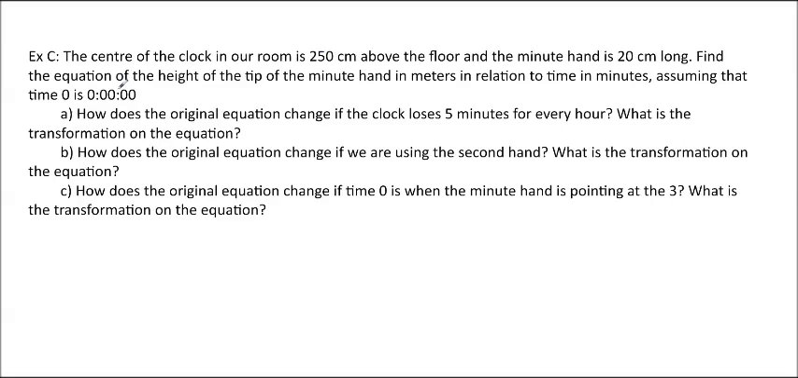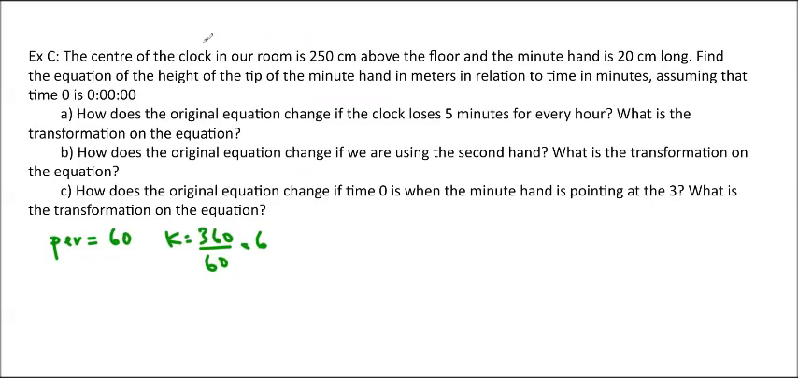And so if we have a minute hand, we know that the period is going to equal 60, because that's how long a minute hand takes to go all the way around the clock. So that tells us k equals 360 over 60, which is 6.